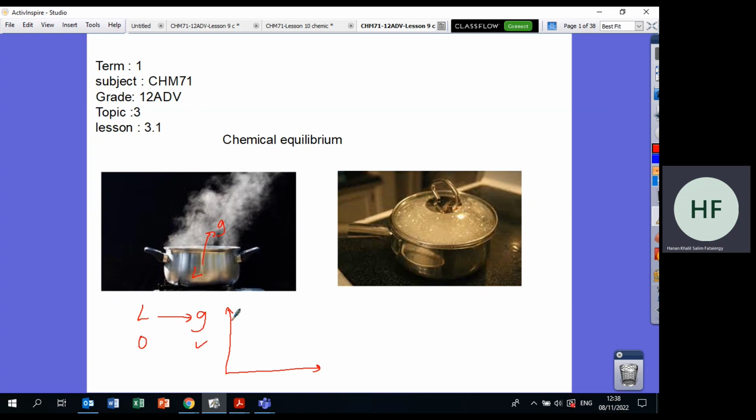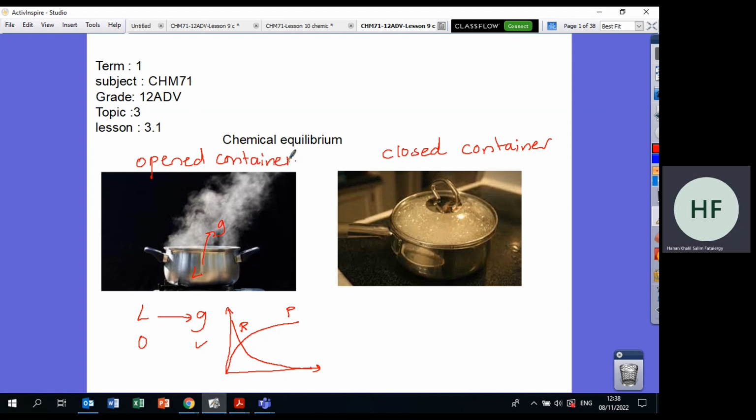So if I draw this on a graph, the reactants will decrease till they become zero, the reactants as the liquid, and the products will start from zero and they will increase. This is the gas. Okay, so what's happening here in this part? Now, the first main thing I want you to observe, the difference between this one and this one, is that this is a closed container, and this is an opened container.